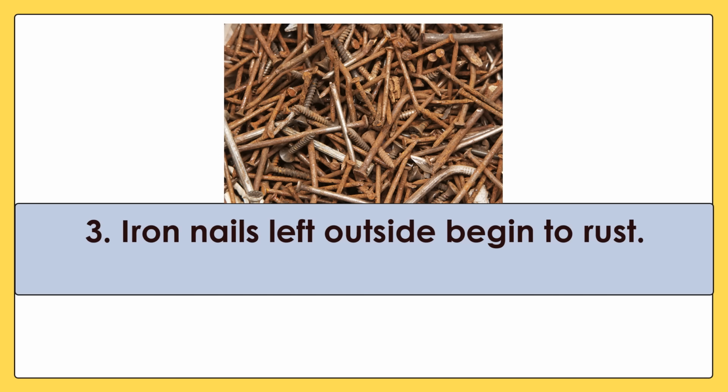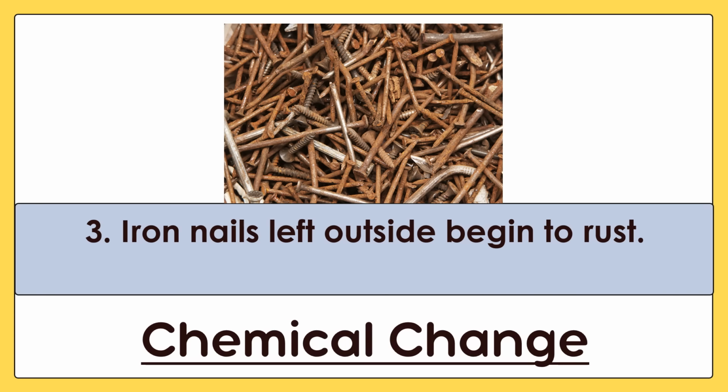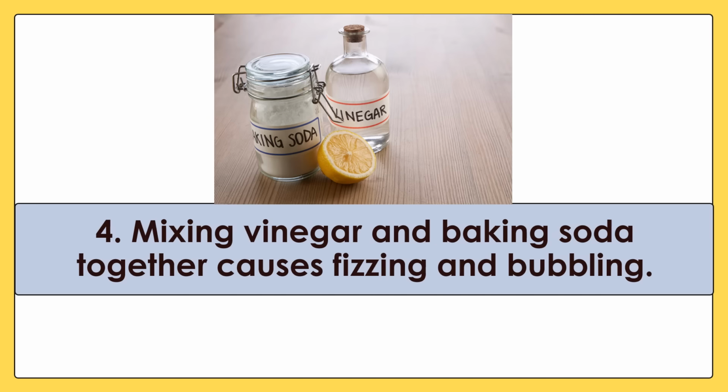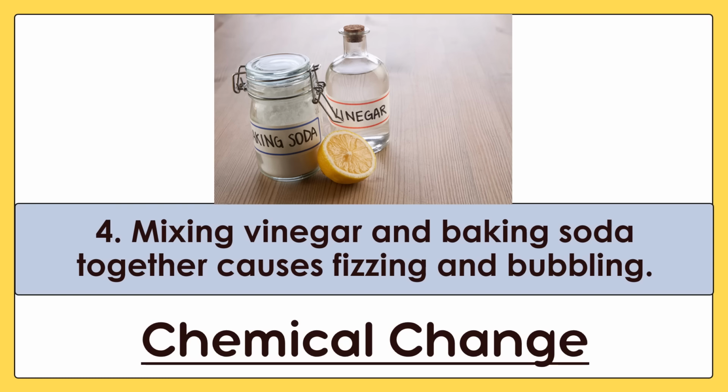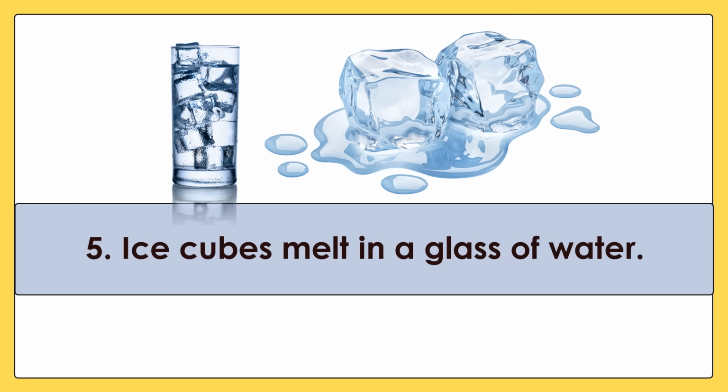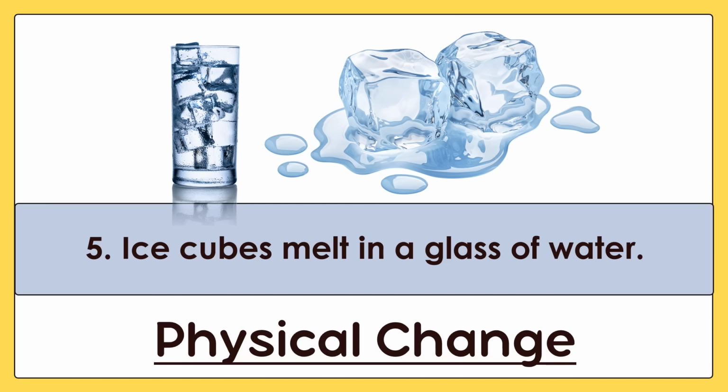Number 3, iron nails left outside begin to rust. Is this physical or chemical change? The correct answer is chemical change. Number 4, mixing vinegar and baking soda together causes fizzing and bubbling. Is this physical or chemical change? The correct answer is chemical change. Number 5, ice cubes melt in a glass of water. Is this physical or chemical change? The correct answer is physical change.